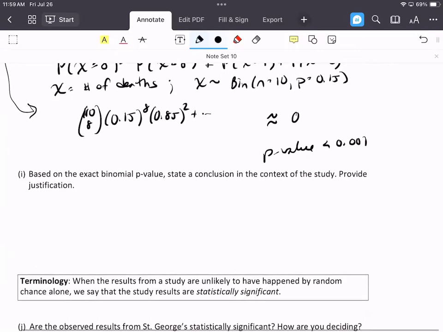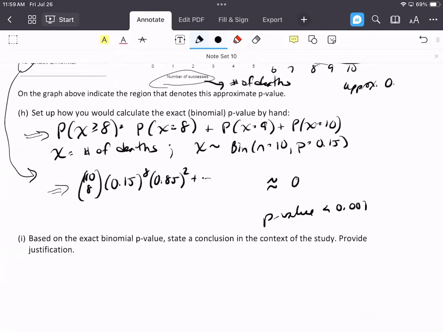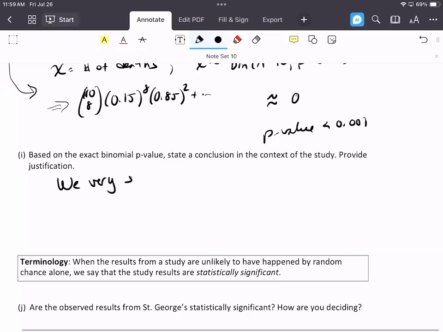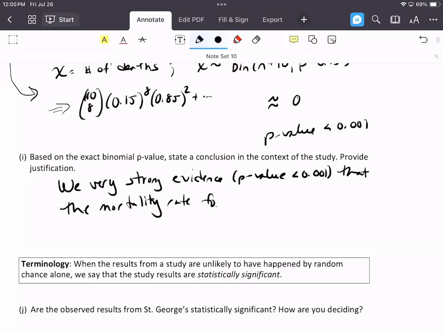Based on the exact binomial p-value, which we would get, I would do it in this case. I wouldn't have you obviously calculate something this long on an exam by hand like this. But just based on the exact binomial, we're going to state a conclusion in the context of the study, and provide justification. So what do we have? We have very strong evidence. It's a very small p-value, p-value less than 0.001, that the mortality rate for all such heart transplant cases at St. George's is higher than 15%.